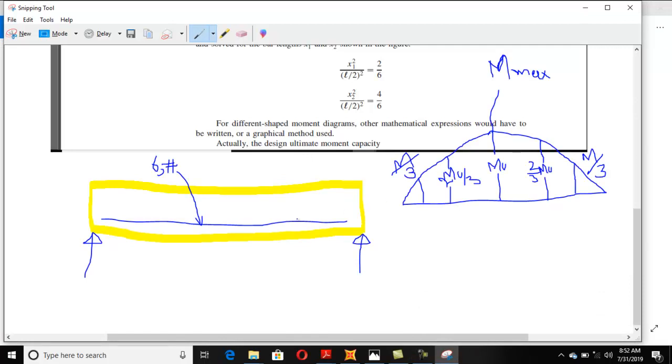Let's say this is a simply supported beam subjected to a UDL. If we draw the moment diagram, it is somewhat like this in shape, a second-degree curve for UDL, and its maximum moment will occur at the mid span, the center line of the beam.